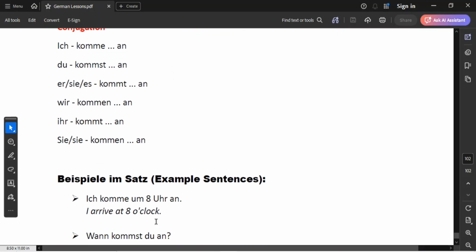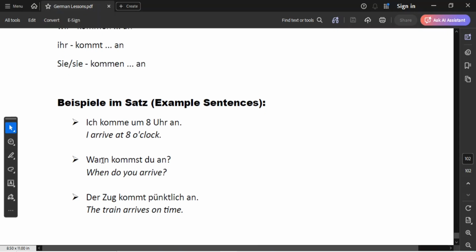So Beispiele im Satz, we have: Ich komme acht Uhr an. So remember the trennbare Verb here is ankommen. So as you can see, we have conjugated the kommen, and it is komme. So we have ich komme acht Uhr an. It goes am Ende. So we have: Wann kommst du an? When do you arrive? Then the last Beispiel we have: Der Zug kommt pünktlich an. Der Zug kommt pünktlich an. The train arrives on time.